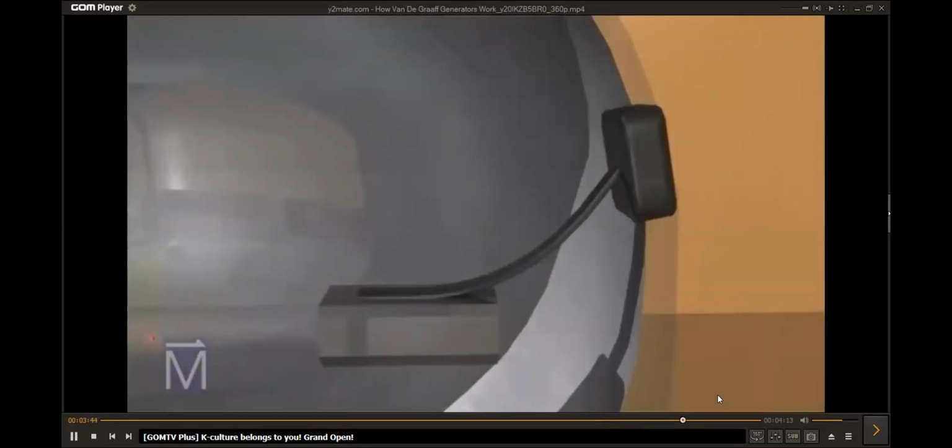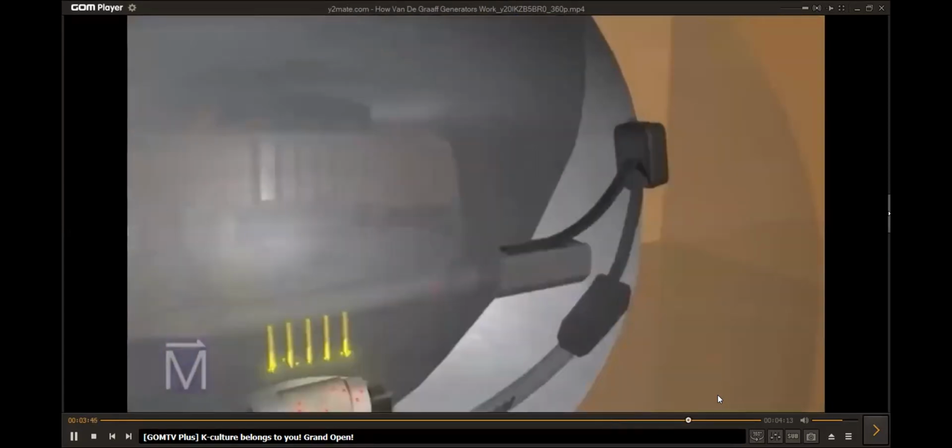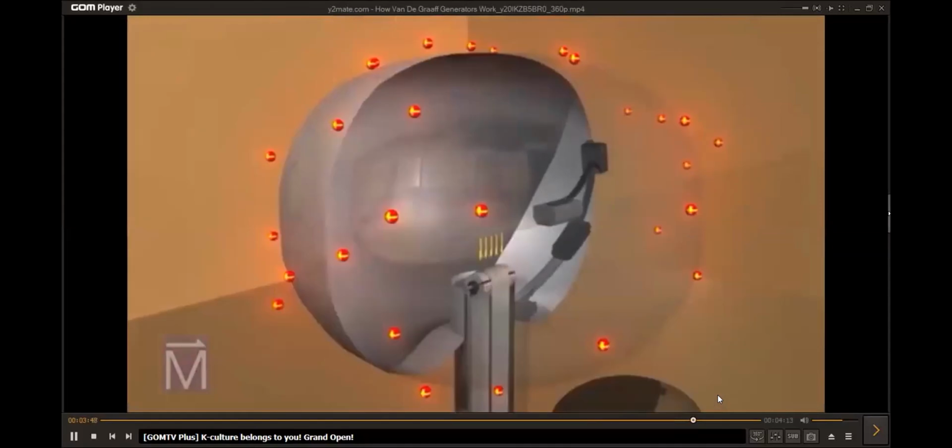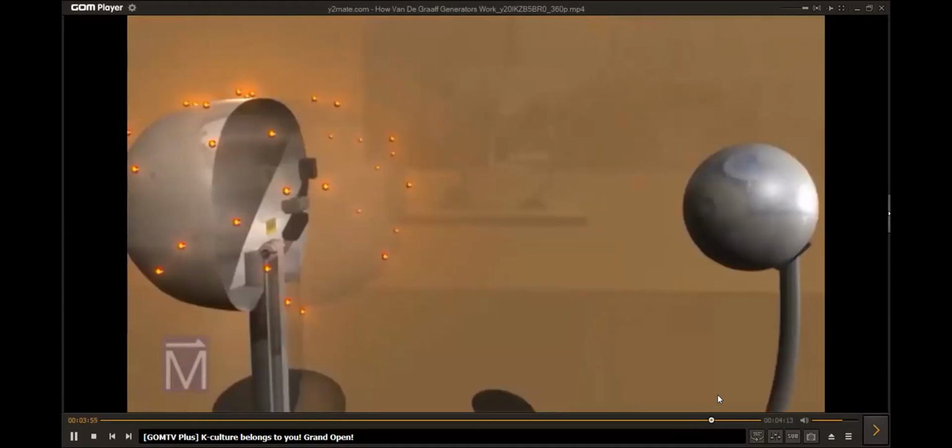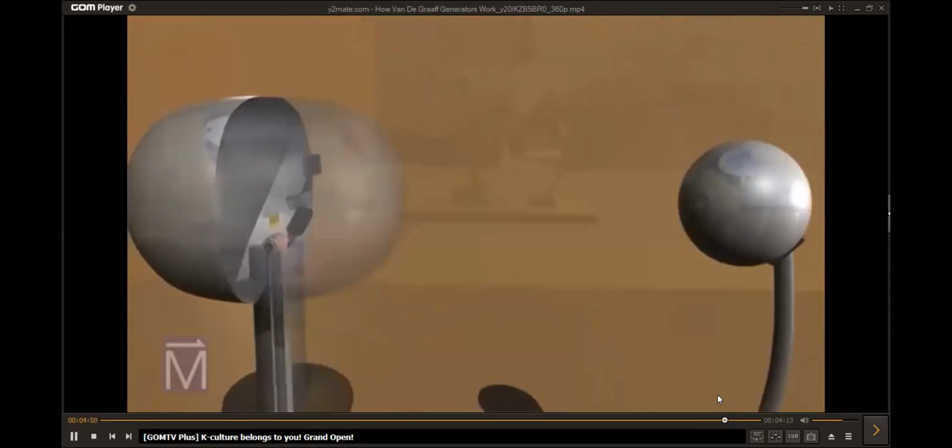Because the top comb is attached to the metal sphere, these positive charges travel toward the sphere and spread out across it. They will accumulate on the sphere until an object, such as this grounded wand, comes close enough to discharge it. Then, as long as the rollers keep rolling, the cycle will begin once again.